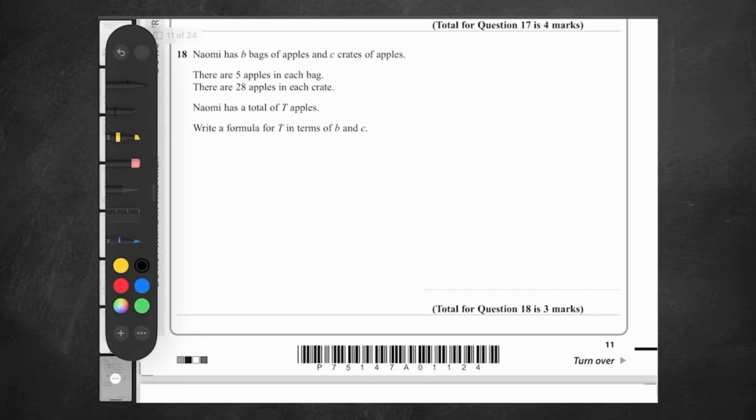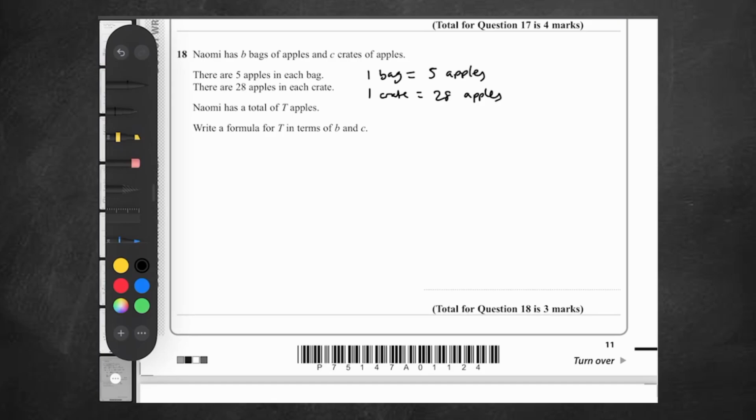Question 18. Naomi has B bags of apples and C crates of apples. There are 5 apples in each bag. There are 28 apples in each crate. Naomi has a total of T apples. Write a formula for T in terms of B and C. So, 1 bag equals 5 apples. 1 crate equals 28 apples. And Naomi has B bags of apples and C crates of apples.